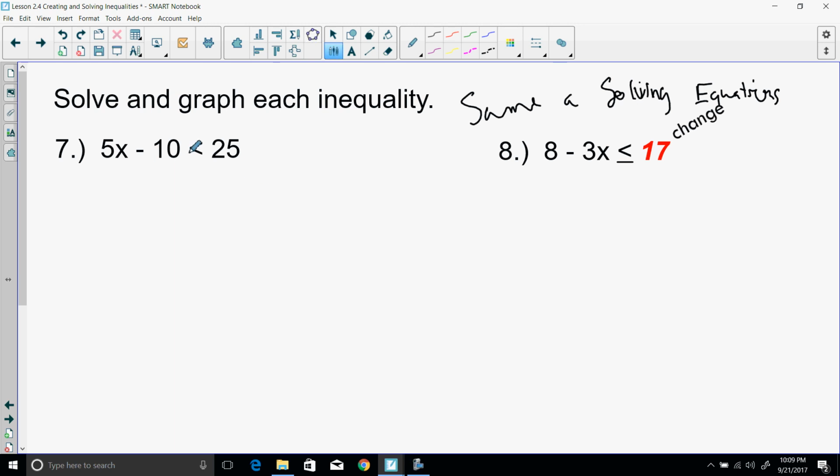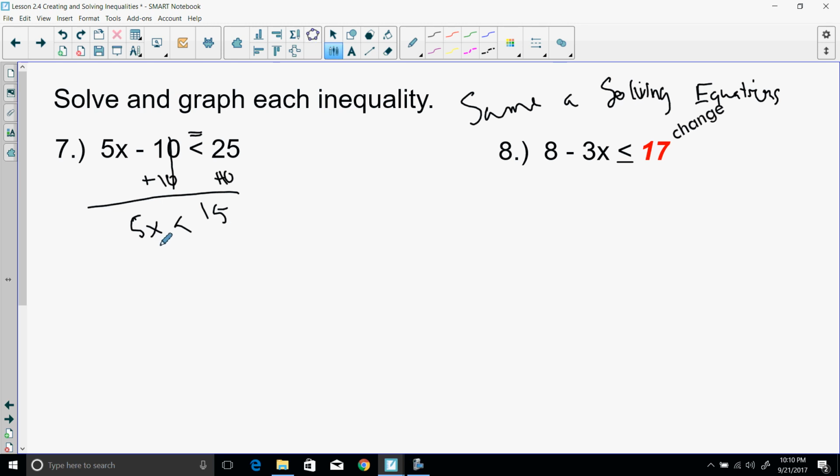So the equation equivalent of this would be an equal sign, right? So if this said instead 5x minus 10 equals 25, what would you do? Well, you would add 10 to both sides. That's exactly what you're going to do in an inequality. It's no different. So what happens? My 10's cancel out. I'm left with 5x. And now I keep the inequality symbol. It's not equals. I treat it like it's equals in solving them. 25 minus 10 is 15.